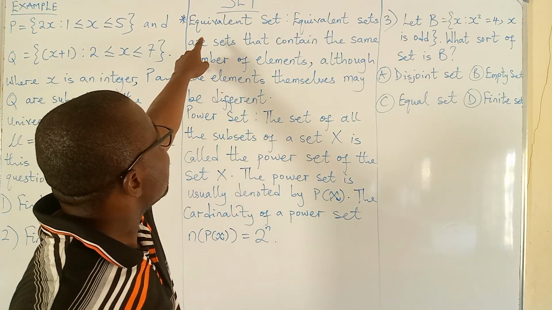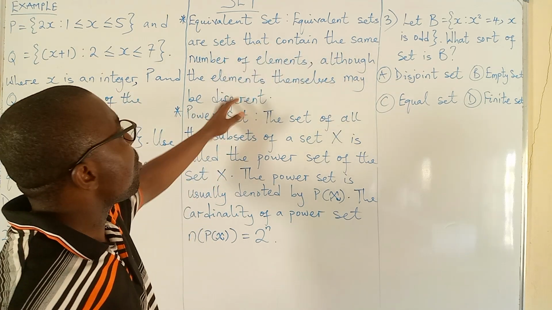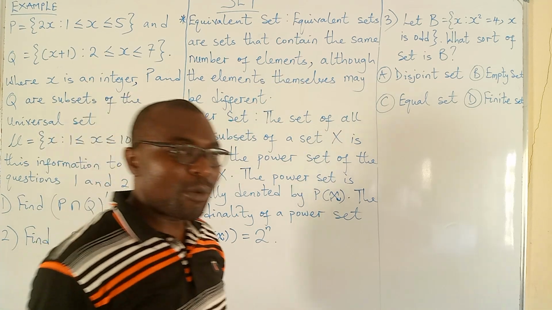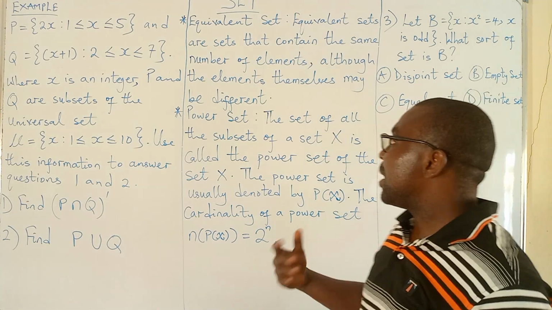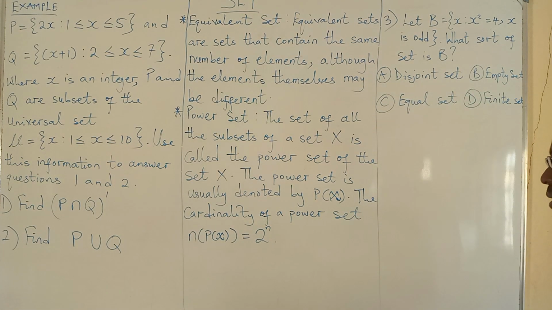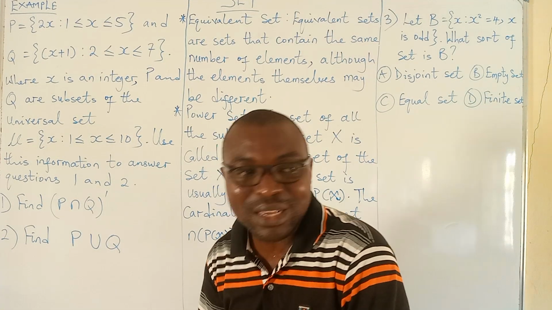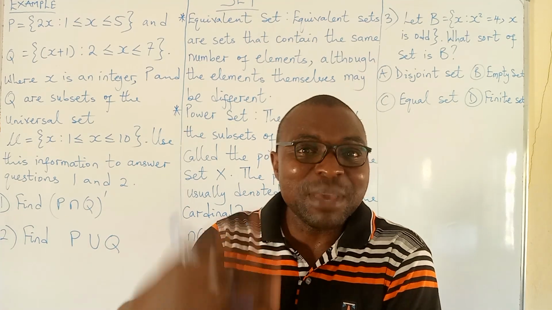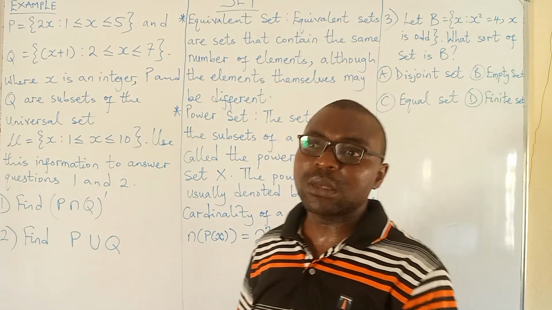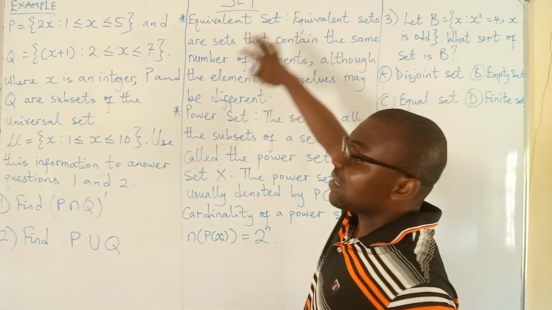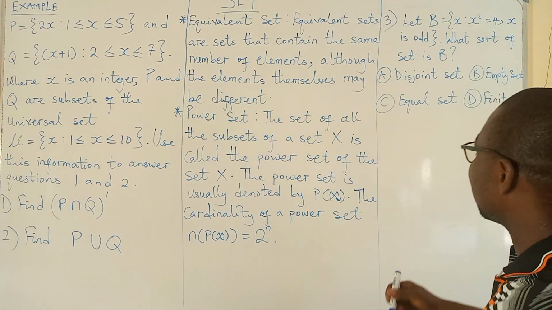In set part 3, we want to define equivalent sets. Equivalent sets contain the same number of elements. In other words, they have the same cardinality. Remember, under set part 2, we defined the cardinality of a set as the number of elements in that particular set. So equivalent sets are sets that contain the same number of elements. In other words, they have the same cardinality.